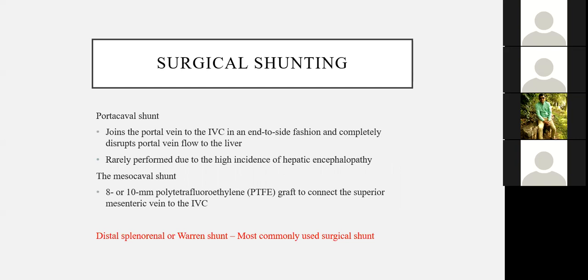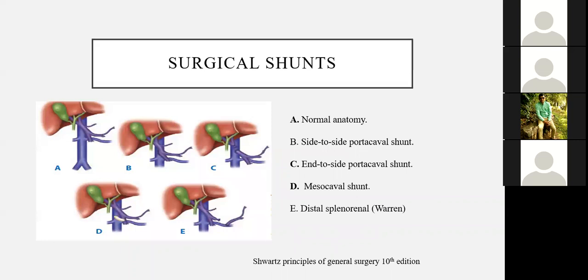The portocaval shunt joins the portal vein to the inferior vena cava in an end-to-side fashion. It completely diverts the portal vein flow. It is rarely performed because of the high incidence of hepatic encephalopathy. In mesocaval shunt, there is a polytetrafluoroethylene graft that connects the superior mesenteric vein to the inferior vena cava. And Warren shunt is the most commonly used shunt. This is the image showing the different types of these shunts.